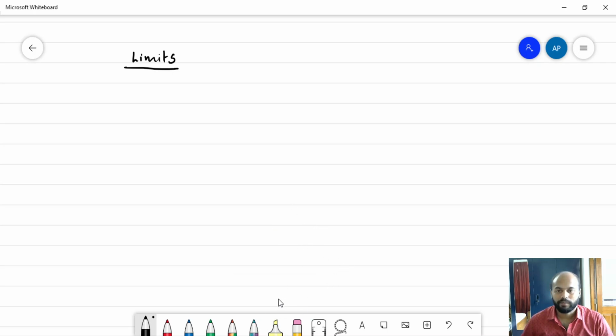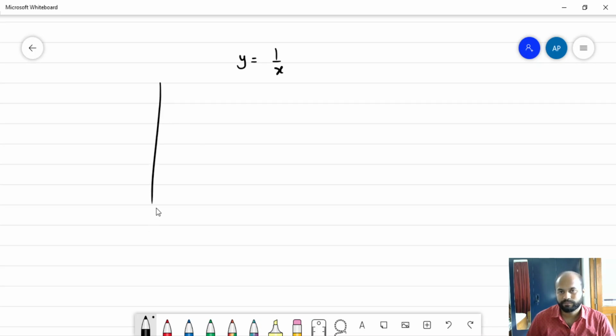Now to start with this chapter, the first thing that we're going to do is take a random function like y is equal to 1 by x, and let's have a look at this function to understand what a limit is and why do we need to study limits. So this is the y-axis, this is the x-axis, and in the first quadrant the curve is something like this.